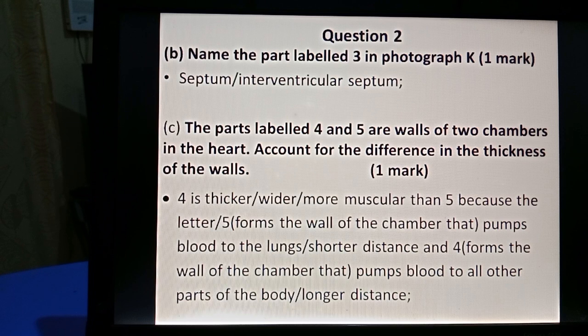Like you can see, 4 is more muscular than 5 because 5 forms the wall of the chamber that pumps blood to the lungs, that pumps blood a shorter distance, and 4 forms the walls of the chamber that pumps blood for a longer distance. So that's the way you are supposed to do it, not to put strokes, as I told you the other day.